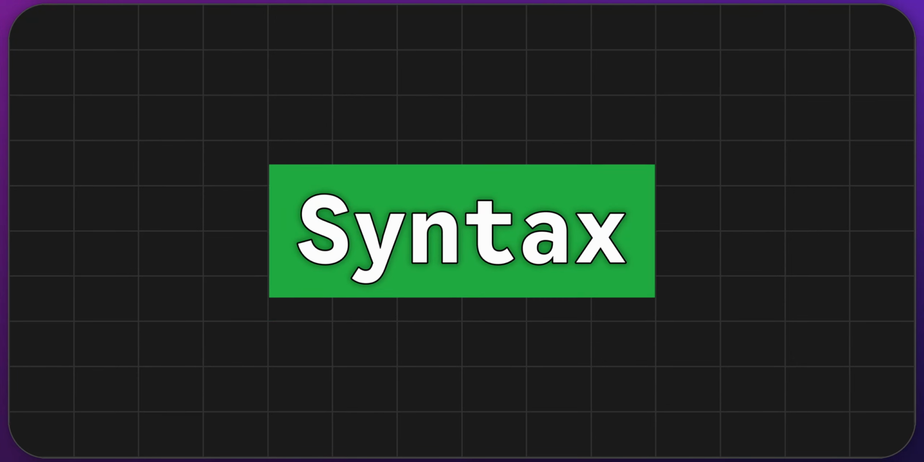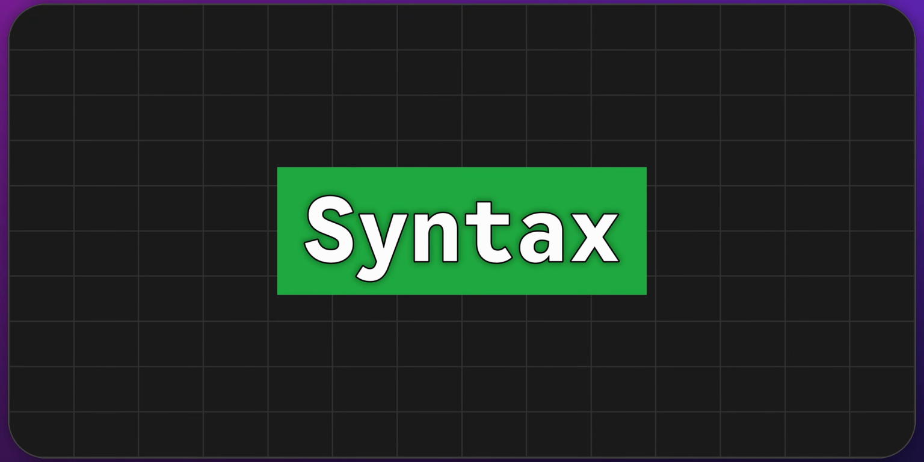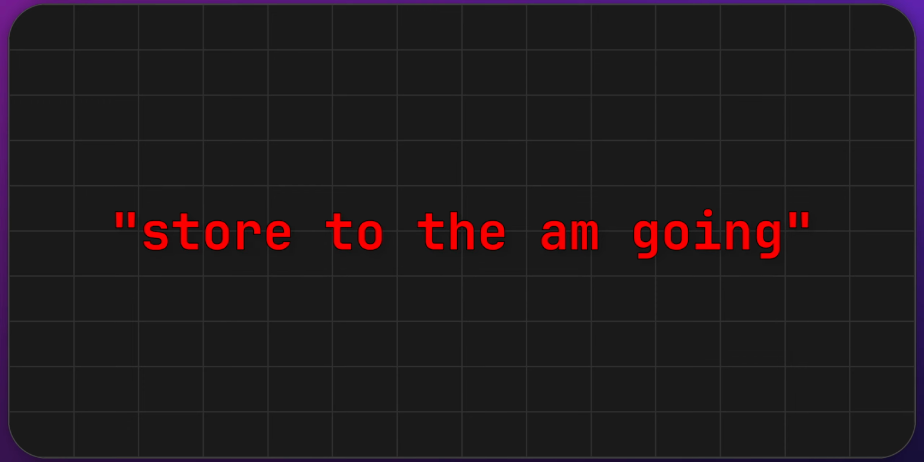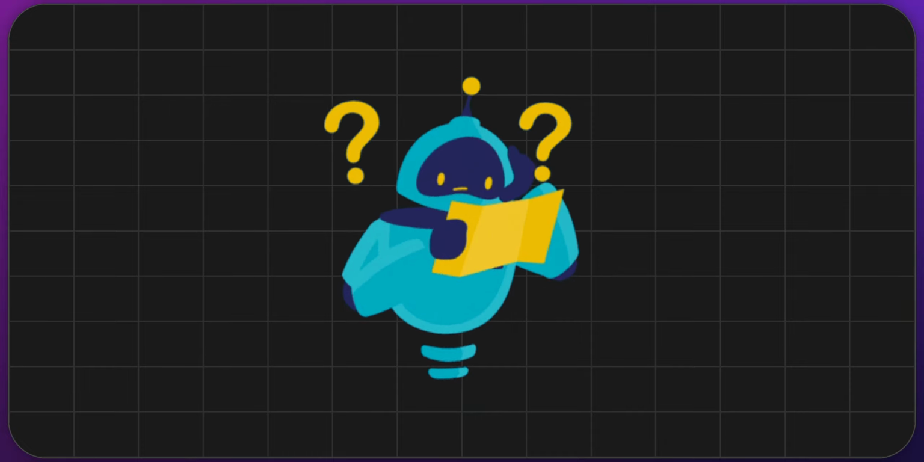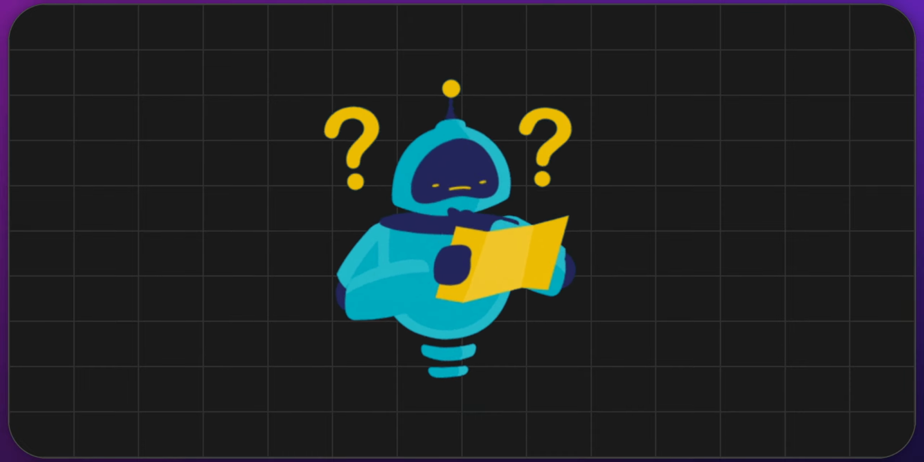Let's start with syntax. In any spoken language, like English, we have grammar. Grammar is just a set of rules that helps us understand each other. We know we should say, "I am going to the store," instead of "store to the am going." Or at least I hope you do. The syntax in programming is the exact same thing. It's the grammar of a programming language. It's the set of keywords in the specific order that's recognized by the computer, so it can perform what you asked it to do.